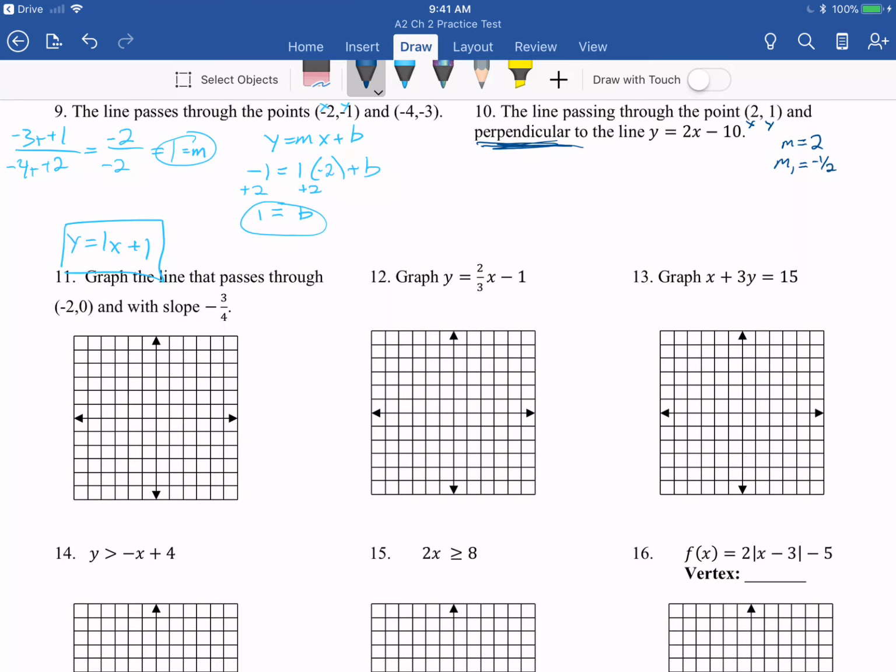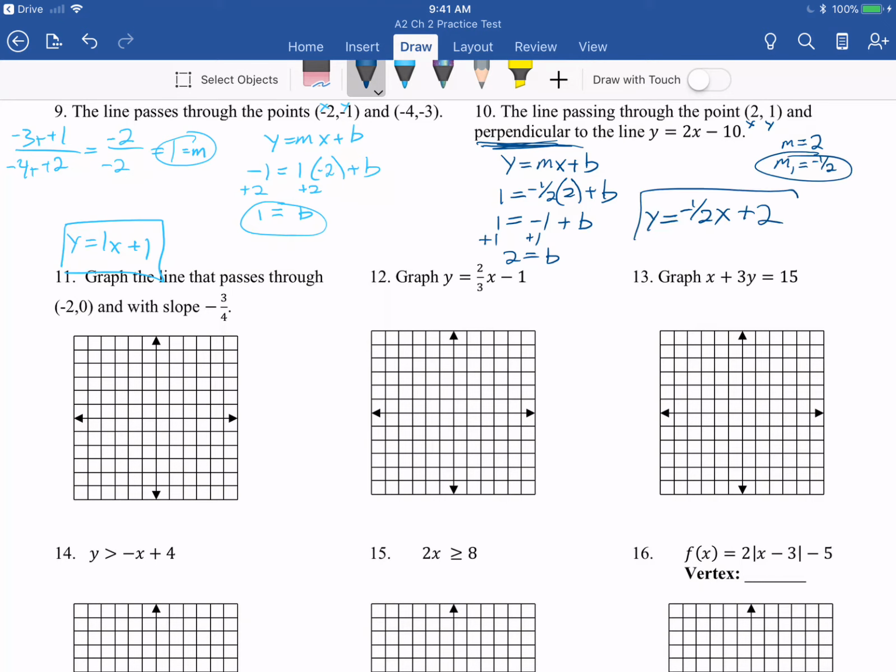All right. So now as I plug these in, y equals mx plus b. My y is 1, equal to my new m, -1/2, times my x, 2, plus b. So 1 is equal to -1/2 times 2, which is -1, plus b. Now if I add 1 to the other side, I get 2 is equal to my b. So y is equal to -1/2 x, because that's the new slope that I found, plus 2, because that's my b that I found.